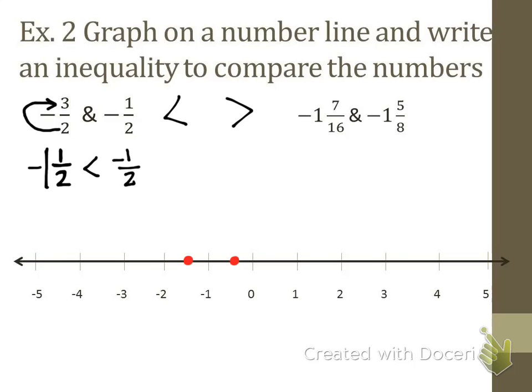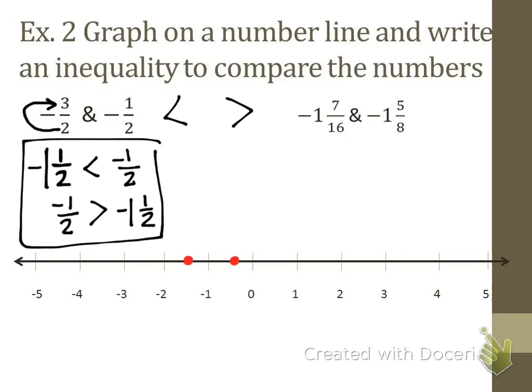Okay, now they want me to write 2 inequalities. So I've got to flip it around and use the greater than sign. So what is greater than? Negative 1/2 is greater than negative 1 1/2. And that's exactly how you would write 2 inequalities. Okay?